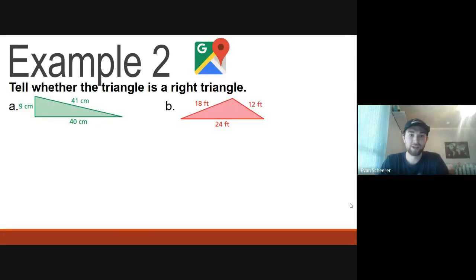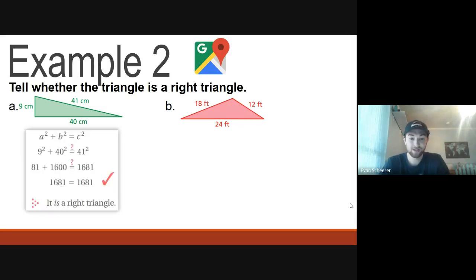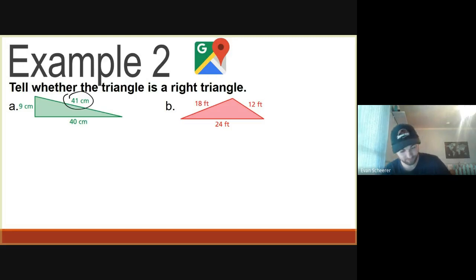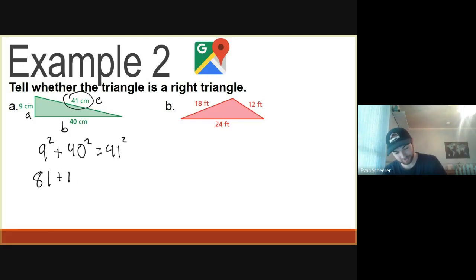Tell whether the triangle is a right triangle. Now, in order to tell if a triangle is a right triangle or not, what you can do is use Pythagorean theorem. So remember, the longest side is always going to be your hypotenuse, right? So pick your longest side and notice that the longest side right here is 41. Therefore, that's going to be your C, and those are your A and your B. So 9 squared plus 40 squared has to equal 41 squared. 9 times 9 is 81. 40 times 40 is 1600. And then you can do 41 times 41.